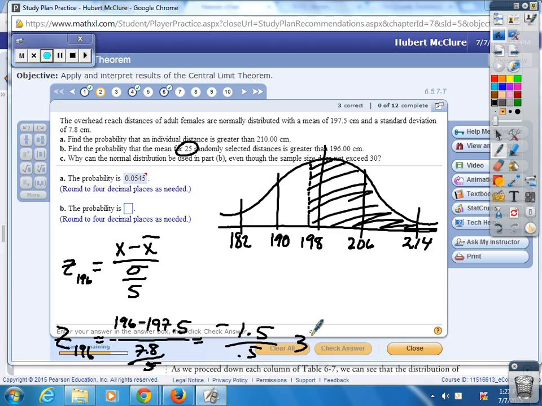Negative 0.3. Somebody check me. Should be negative 3, should it? I've got a decimal off somewhere. Somebody check me. I don't think it's supposed to be 0.3. I mean, it's not supposed to be 3.